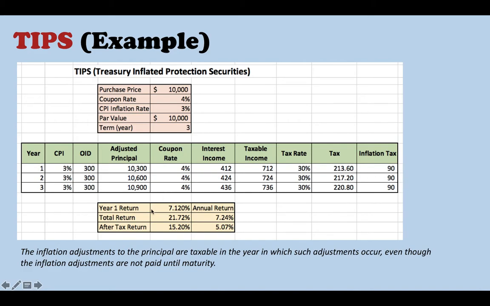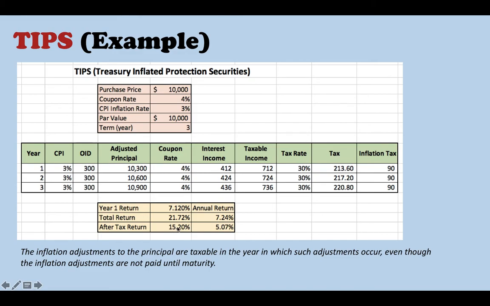So basically, if you look at the year 1 return, you simply take the extra money, that's your increased income, divided by 10,000, and you get 7.12% for the year 1 return. For the total return, you just add all those numbers together, then divide by the original investment. So then you get 21.72%. If you divide it by 3, then you get 7.24%. So this is your annual return before tax.